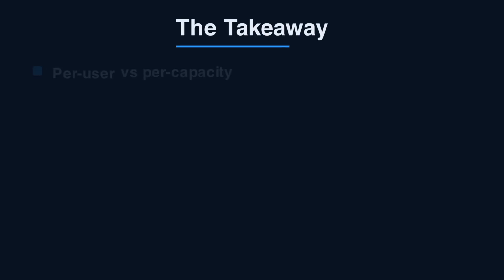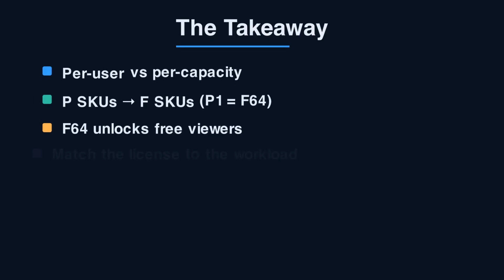To recap, Power BI is per user, Fabric is per capacity. The P SKUs are going away, replaced by F SKUs, where AP1 equals an F64. Below F64 every viewer pays. At F64 and up they do not. Match the license to what you actually do, and you will never overpay.